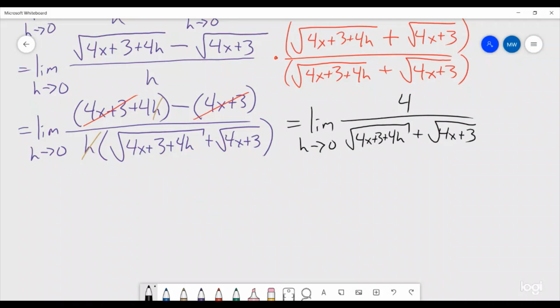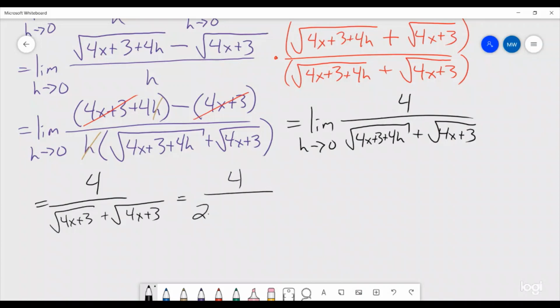And now we can plug in h equals 0. So that will be 4 over the square root of 4x plus 3 plus the square root of 4x plus 3. So this is going to be 4 over 2 times the square root of 4x plus 3, or just 2 over the square root of 4x plus 3.